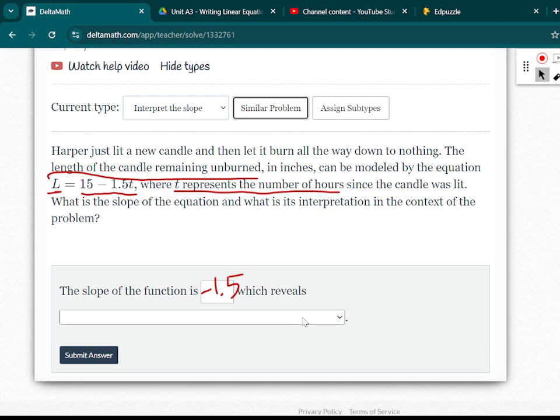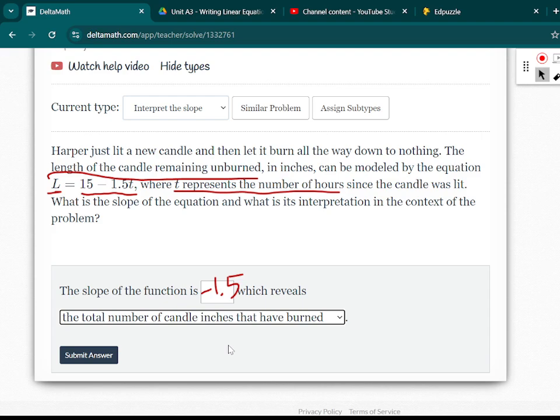And then what is that talking about? The number of hours until the candle burned fully? No, because t is hours. It's related to the number of hours, but it is not the number of hours on its own. The original length of the new candle? No, that would be our y-intercept. That's the original value, your starting point. So that would be that 15. We are dealing with slope. We are dealing with something that changes per hour.